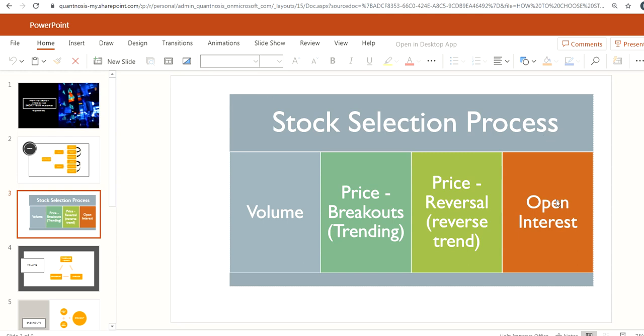Okay, so the first two of these parameters, that is volume and price breakout in a trending market, are the simpler versions. They are basic parameters that we must use, or most of us already use, for selecting stocks for short term. The other two, which are reversal and open interest, are a little more advanced selection criteria that you can use to further filter out stocks. We'll discuss these parameters one by one and understand the concept behind each. So why should I use this parameter for selecting stocks?